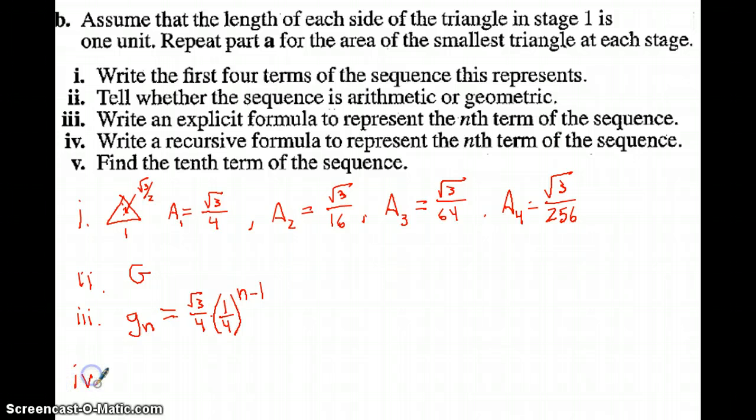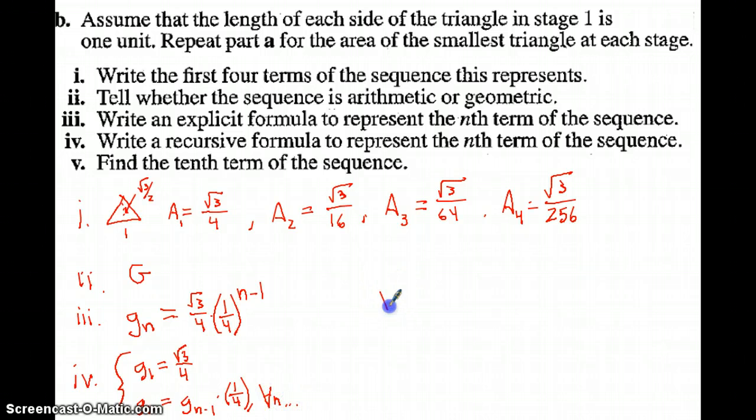Recursive for that is g sub 1. We have to know what that is. That's square root of 3 over 4. And g sub n is take the previous term and multiply it by a quarter, or divide it by 4 or something like that, for all n.